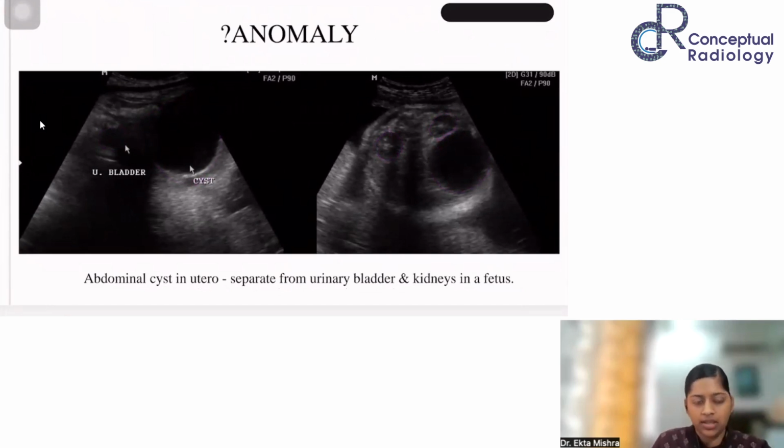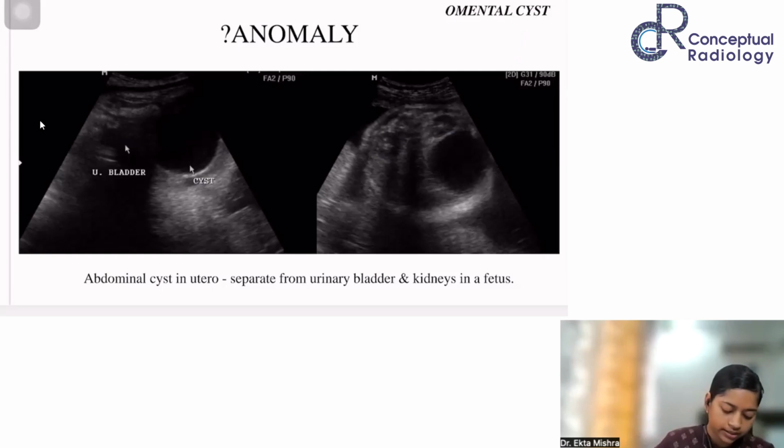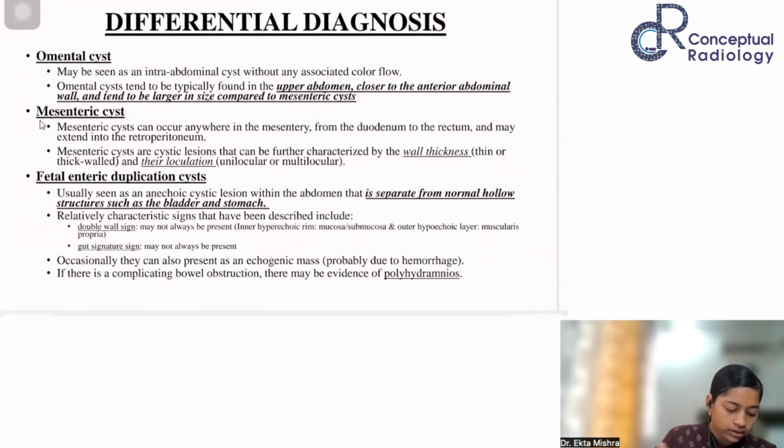This is also an abdominal cyst. Again, our differentials hold the same, but we are slightly at a lower level now. We are not in the upper abdomen. So my differentials would be mesenteric, omental, and GI duplication cyst. Histologically, this turned out to be an omental cyst. So these are the three differentials: omental cyst, mesenteric cyst, and enteric duplication cyst.